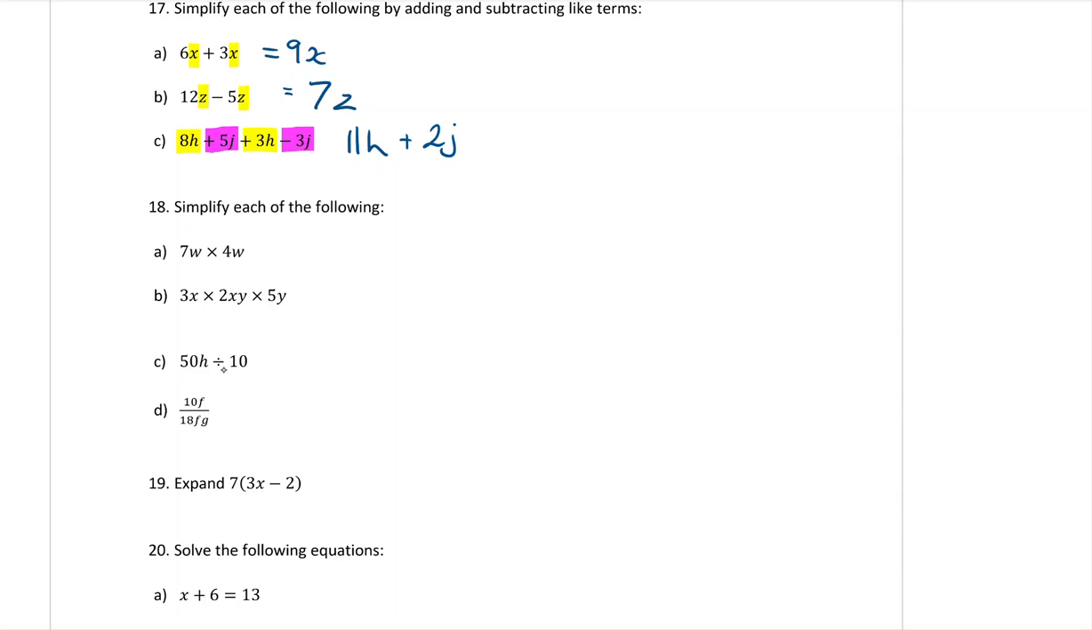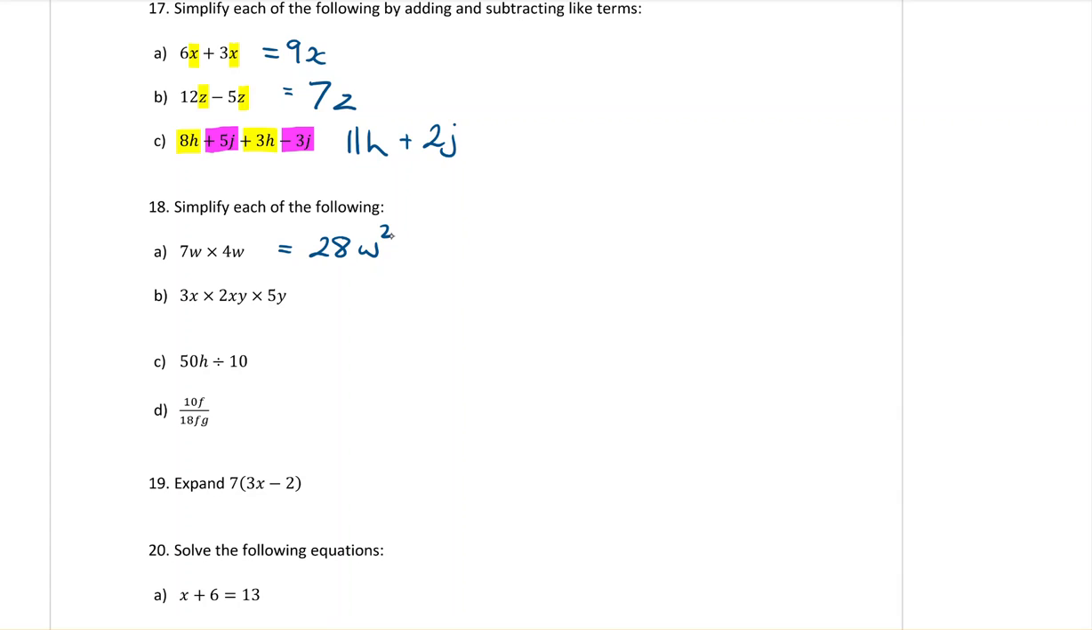So 7w times 4w, I times the numbers, 7 times 4 is 28. But a w times a w makes a w squared. This is where the letters will change. Okay, and let's do another one.